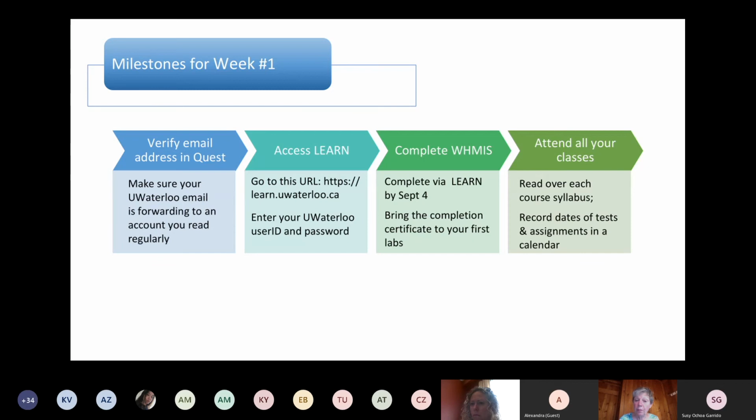Then you should complete what's called WMIS, which is the safety training. And that's going to be provided in Learn too. You can see a link for WMIS, and you're going to work through that. I think it'll take you less than an hour. And then you print off the certificate at the very end that says, okay, you've completed the module, and then you have that to submit for your labs. And then attend your classes.